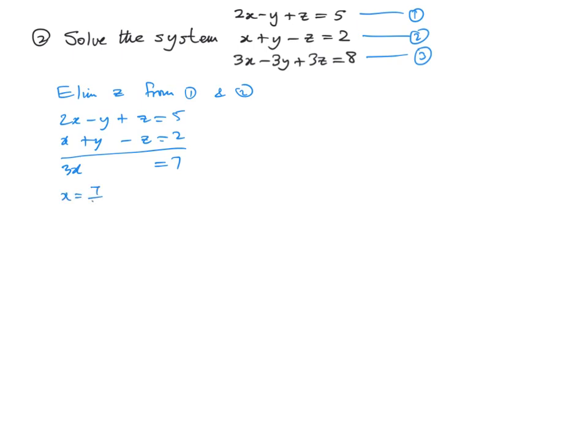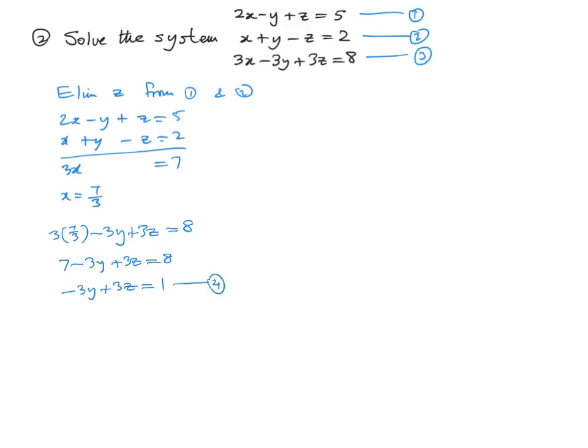Well, that's useful. So I'm going to plug that in. Let's plug it into, since I used equations 1 and 2, let's plug it into equation 3. So 3 times 7/3 minus 3y plus 3z equals 8. So that means 7 minus 3y plus 3z equals 8, or in other words, negative 3y plus 3z equals 1. Let's call that equation 4.